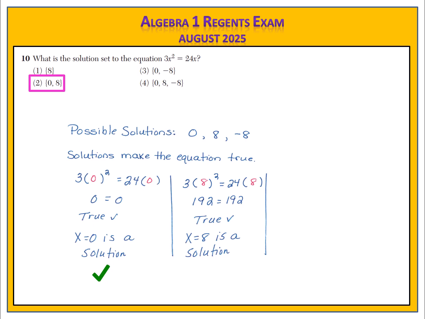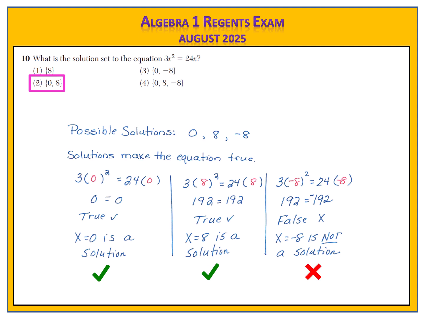When x equals 8, I end up with 192 equals 192. This is true. And so x equals 8 is a solution. When x is -8, I end up with 192 equals -192. This is false. Therefore, x equals -8 is not a solution. The two solutions to the equation are 0 and 8, choice 2.